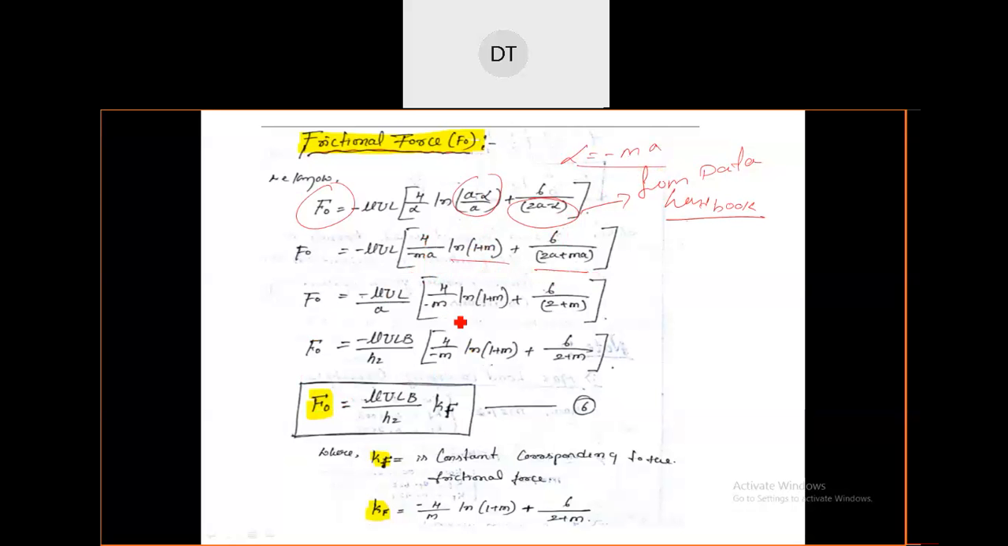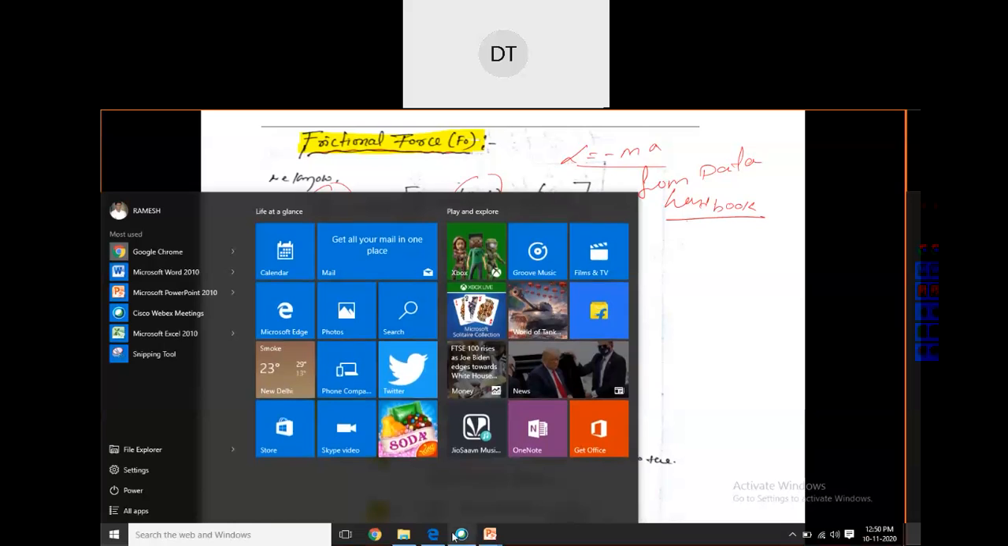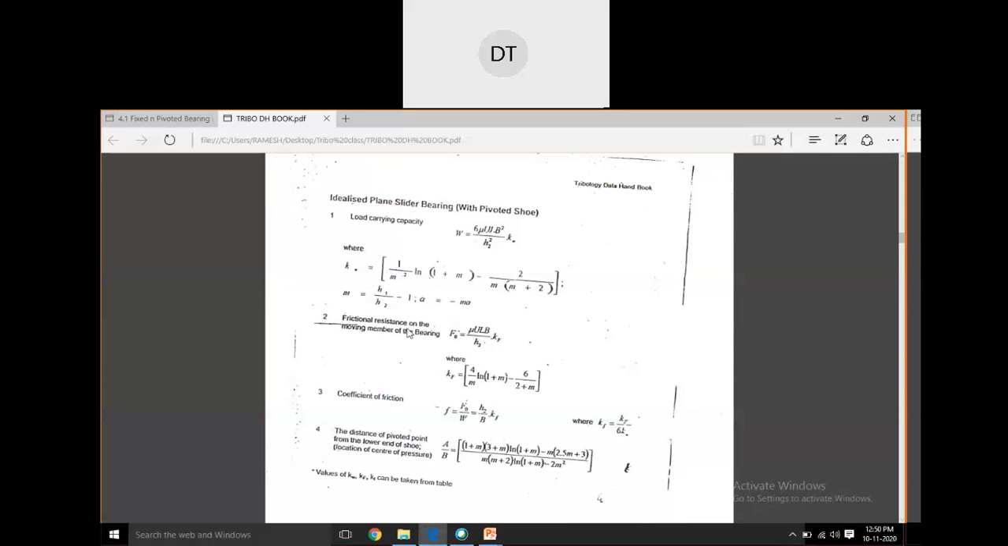Previously I got the values, I just substituted, and finally F naught is equal to mu U L B by h2 into Kf, where Kf is a constant term, 4 by m ln(1 + m) minus 6 by (2 + m). You can see this in the data book. So frictional force Kf is there, where Kf is equal to 4 by m ln(1 + m) minus 6 by (2 + m).